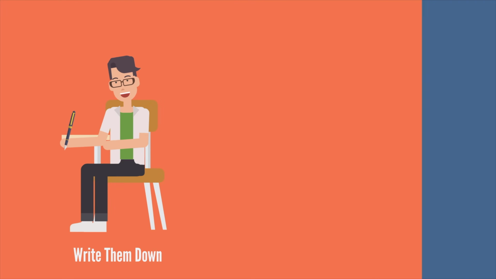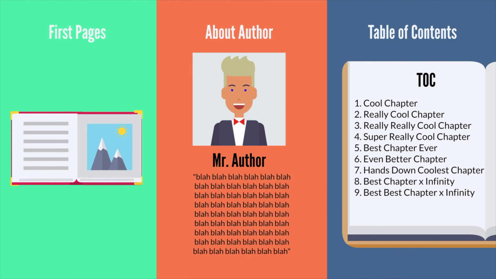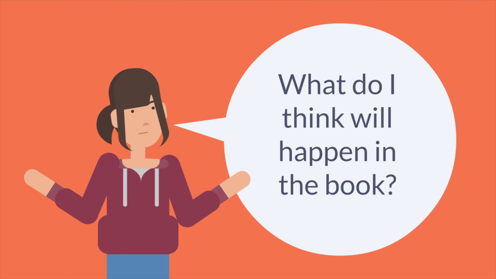When you make predictions, you can write them down or keep them in your head. You can also look at the first couple of pages, read about the author, and look at the table of contents, which are the titles of the chapters. And ask yourself the same question. What do I think will happen in the book?